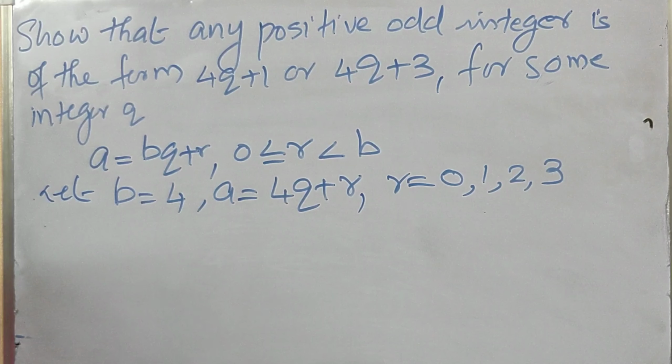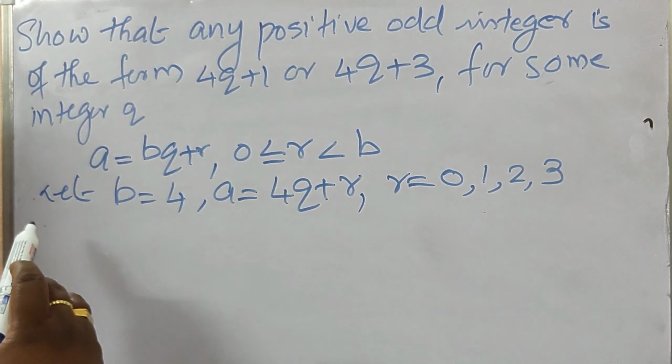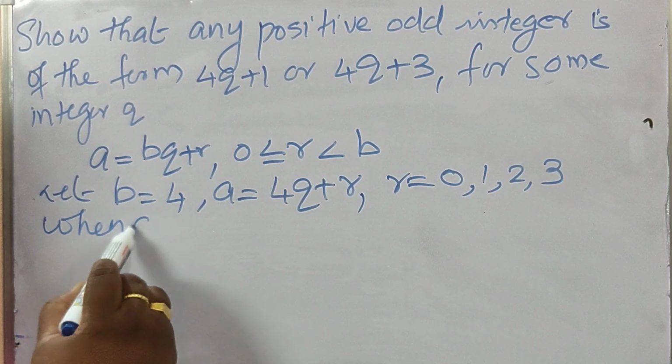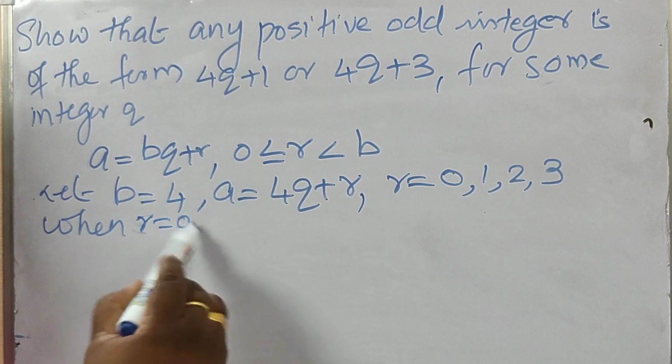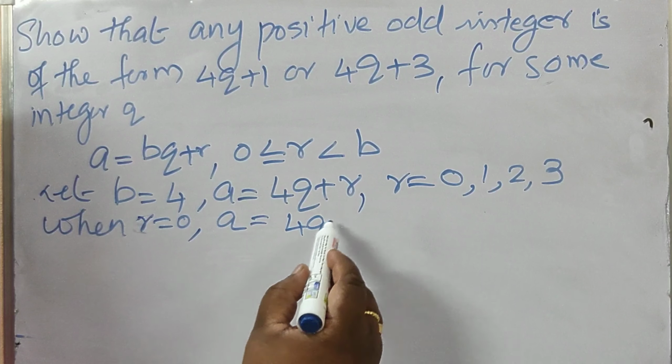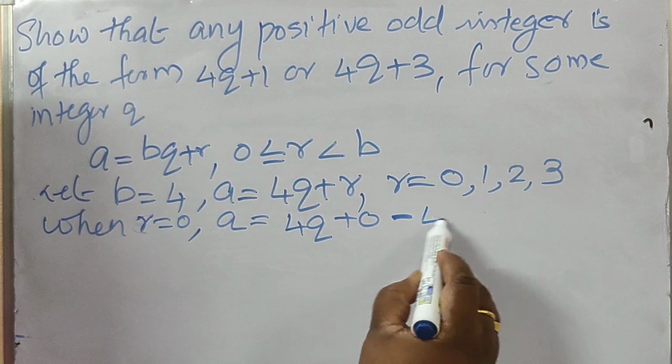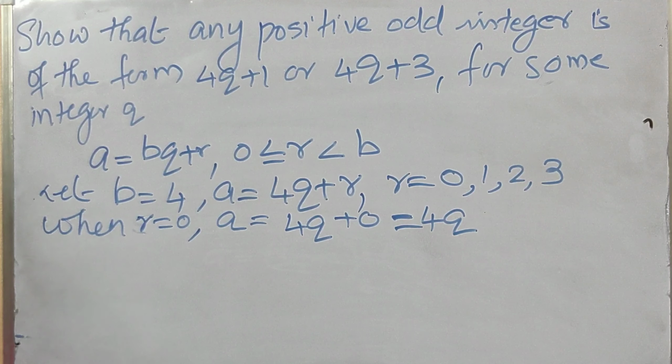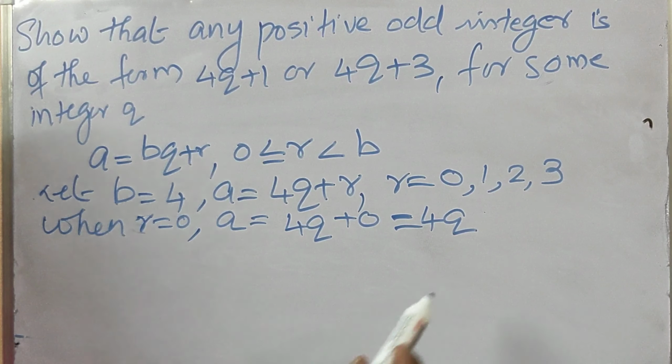r can have values 0, 1, 2, 3 because r should be between 0 and b, and b is 4 here. r can also be equal to 0, so from 0 onwards we can start. Now we are going to substitute each value of r in a and find what we get. So when r is equal to 0, what is a? a = 4q + 0, which is 4q. And what can you say about 4q? 4 is an even integer, so 4q will always be even.